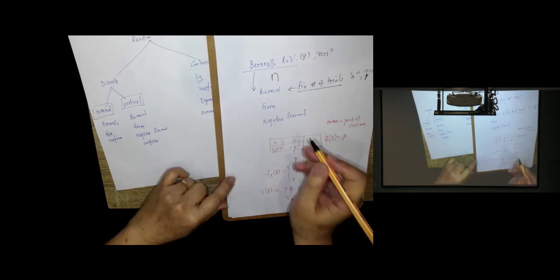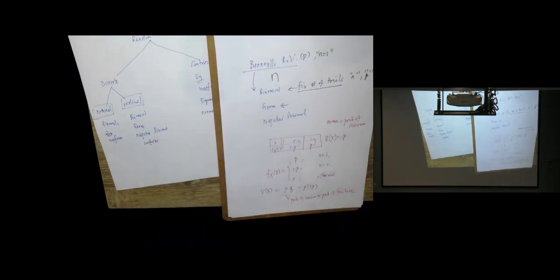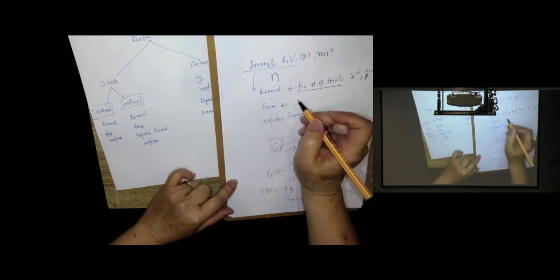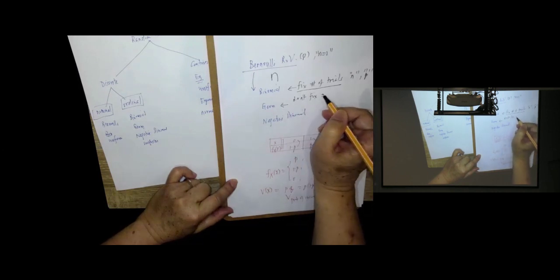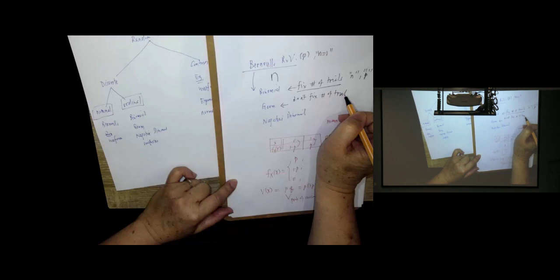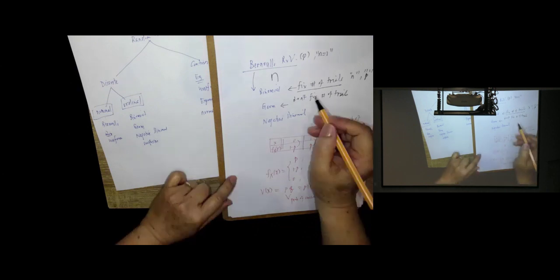Okay, coming up is this. Geometric means we do not fix the number of trials. But what we do is we keep repeating it until we have the first success.